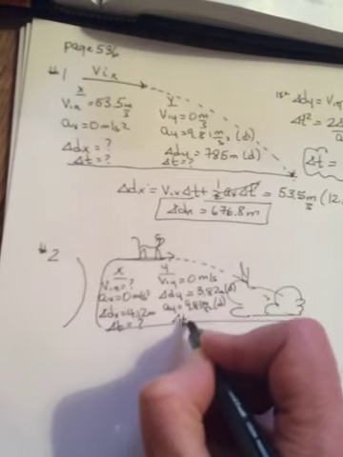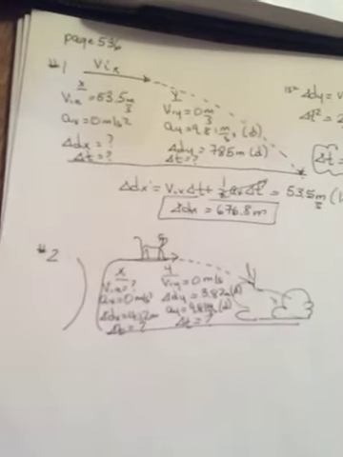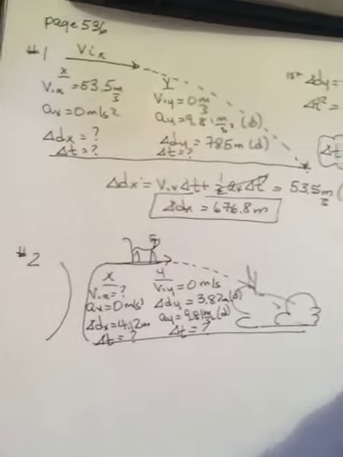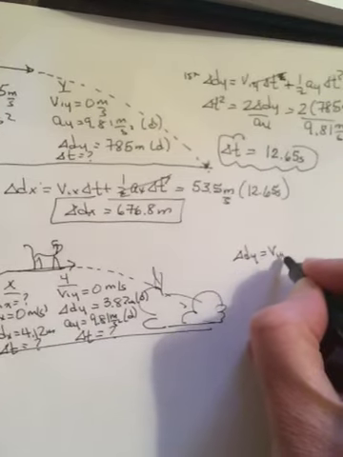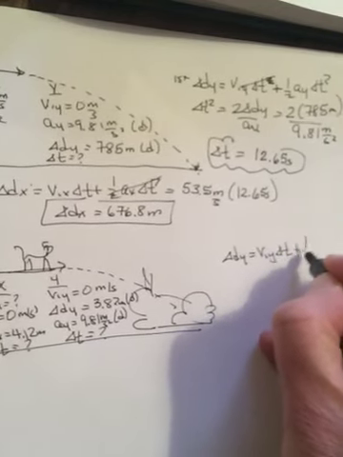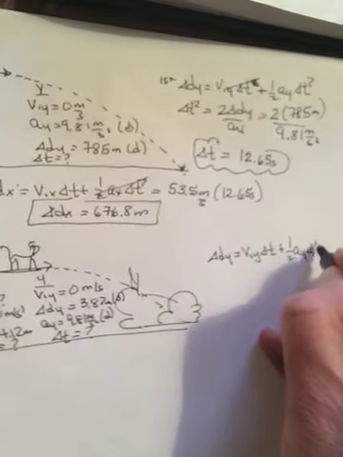So again, you only have one unknown in the y direction, so do the y direction first. So delta dy is equal to VIY delta t plus 1/2 AY delta t squared.